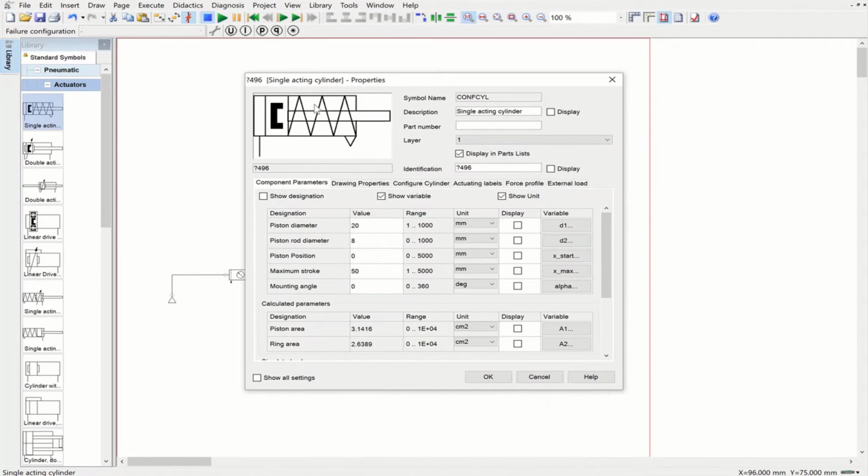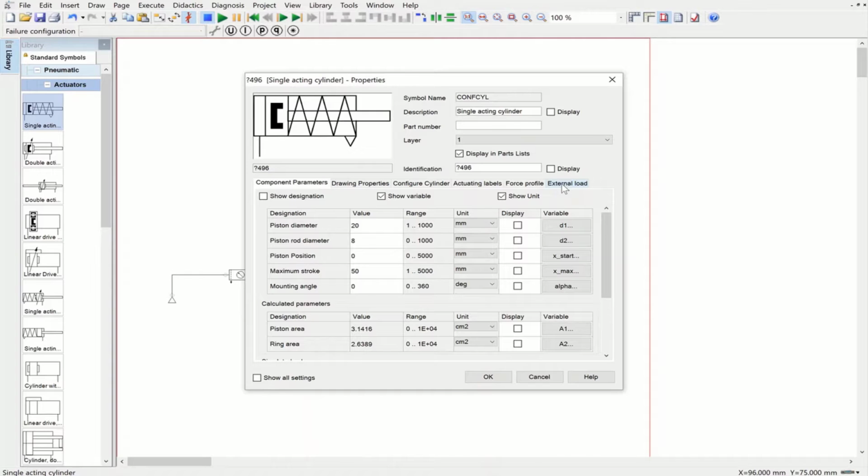As you see, we have 6 different tabs, right? The first one is called component parameters. We have drawing properties, configure cylinder, actuating, labels, force profile, and external load. In general, the important tabs here are component parameters, configure cylinder, actuating, and labels. In most cases, we use these 3 tabs.